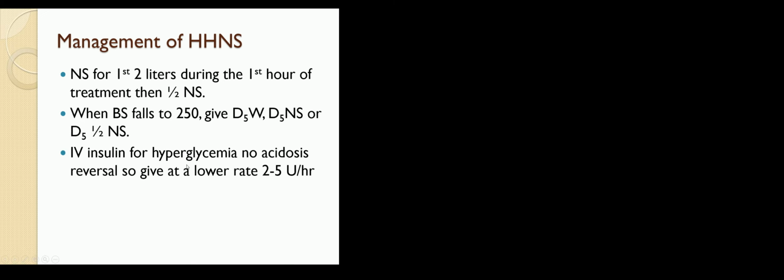IV insulin is for the hyperglycemia in this case, not the acidosis. If you'll remember, in DKA, it helped with both of those. Once they started the insulin drip, it helped with the hyperglycemia and it helped with the acidosis. With HHNS, the main focus is to get the blood sugar level down because you do not have acidosis. So you will start it at a much lower rate, 2 to 5 units per hour, as compared to DKA, 5 to 10. Now, potassium is not as much a concern because, again, we've got some insulin, so it's been taking it into the cell. With DKA, potassium is an issue.